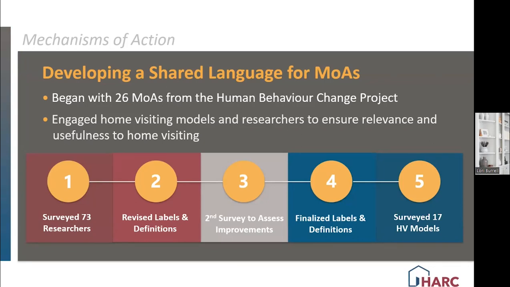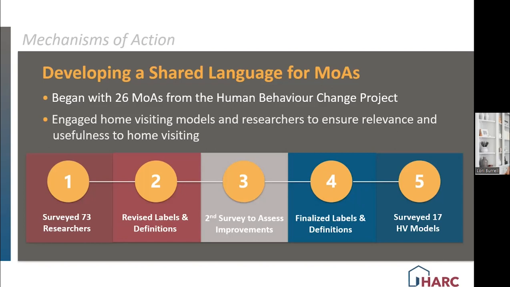To develop the MOA taxonomy, the HARC research team began with an existing taxonomy developed by the Human Behavior Change Project, led by Susan Michie. Michie and her colleagues derived this original list of MOAs through an exhaustive review of over 80 different theories of behavior change. Through multiple rounds of activities with experts, they came up with a list of 26 unique MOAs and definitions that reflect the constructs common across the many behavioral theories.